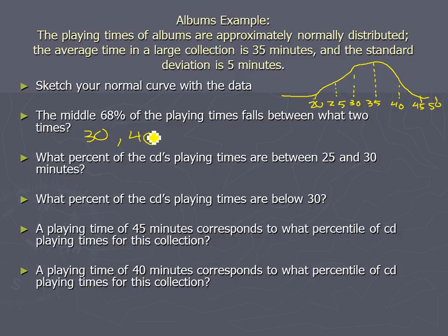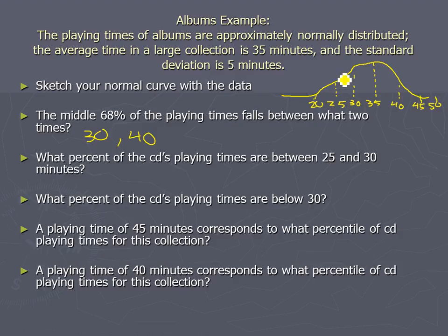If 35 is our mean, one standard deviation less and one standard deviation greater, 68% are going to be between there. That's the first number on our empirical rule. If we're normally distributed, we're going to lie between one standard deviation and another. Now, here's how we could do between 25 and 30. What's the answer, Mr. Englander? What'd you get for that?